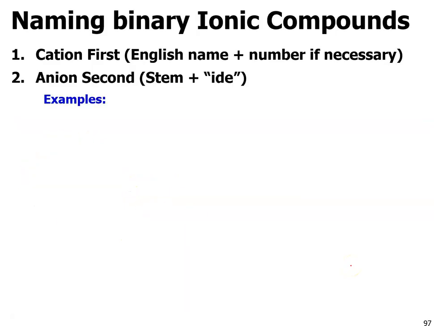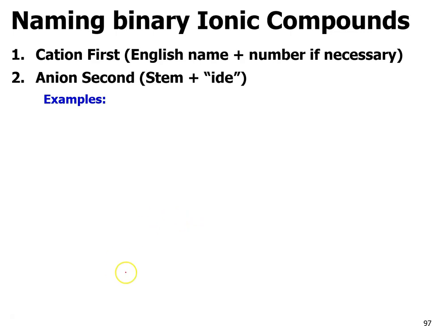So now we're going to talk about naming ionic compounds. The first is similar to naming molecular compounds. You get the English name and then a number, if necessary, that tells you the charge state. And we'll talk about that in a second. I want to give you some examples. And then the anion is the second, with this IDE ending. So the cation is going to be the metal, and the anion is going to be the non-metal. So ionic compounds are always metals and non-metals combined.